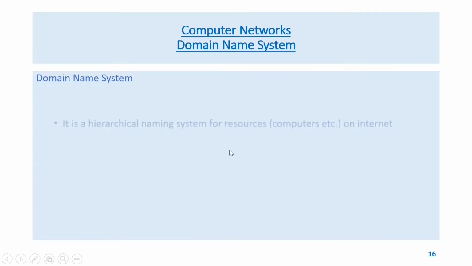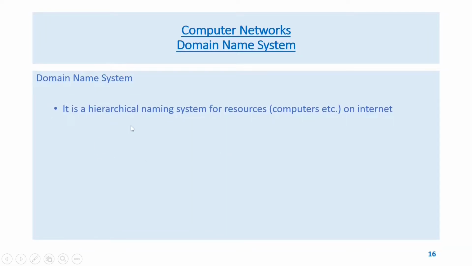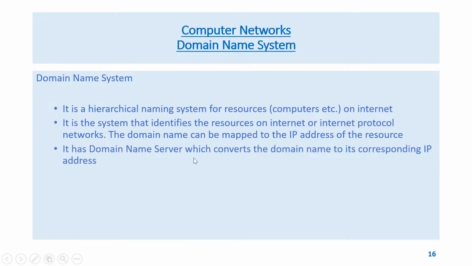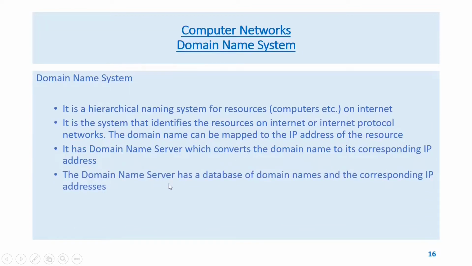Domain name system is a hierarchical naming system for resources, computers, etc. on internet. It is the system that identifies the resources on internet or internet protocol networks. The domain name can be mapped to the IP address of the resource. It has a domain name server, which converts the domain name to its corresponding IP address. The domain name server has a database of domain names and the corresponding IP addresses.